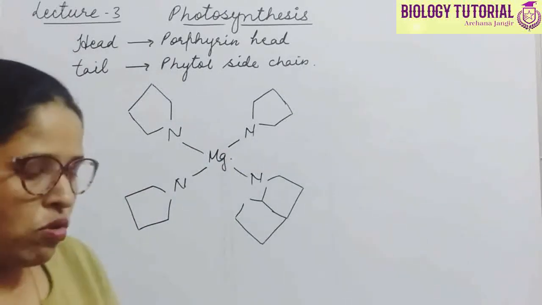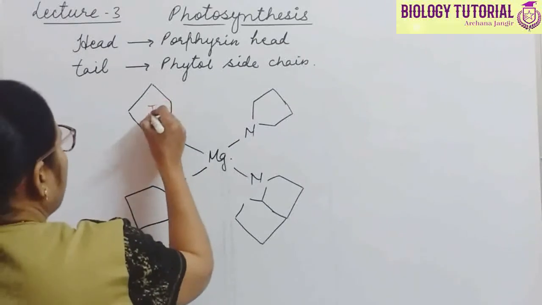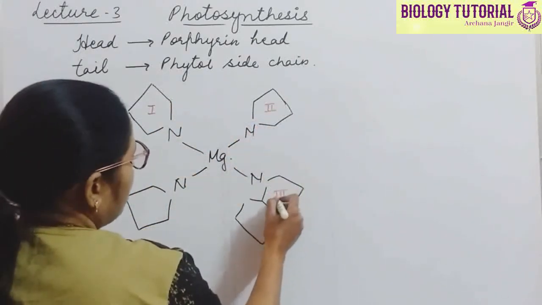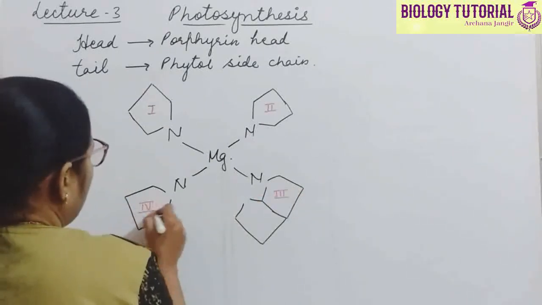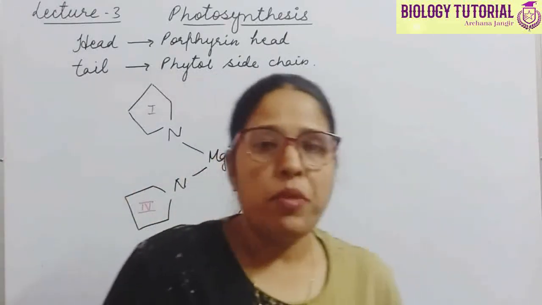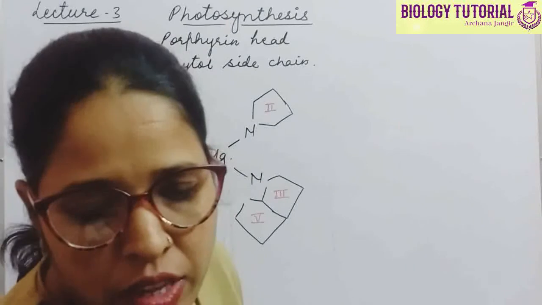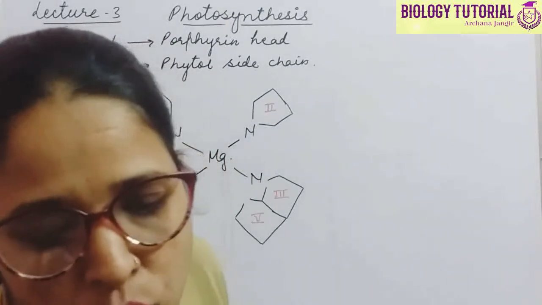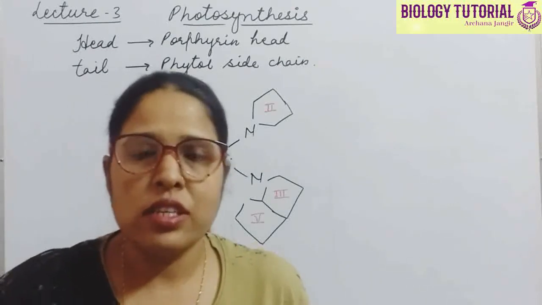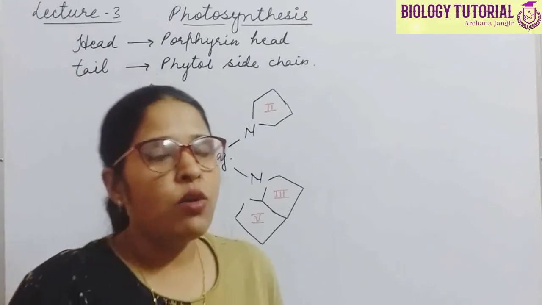Clear? So I am writing the name of the rings. This is ring number 1. This is 2. This is 3. This is 4. And this one is the 5. So these 5 rings are present. These are called porphyrin rings. Clear? Ring 1 to 4 are known as phytol rings, and ring 5 is known as pentanone ring.